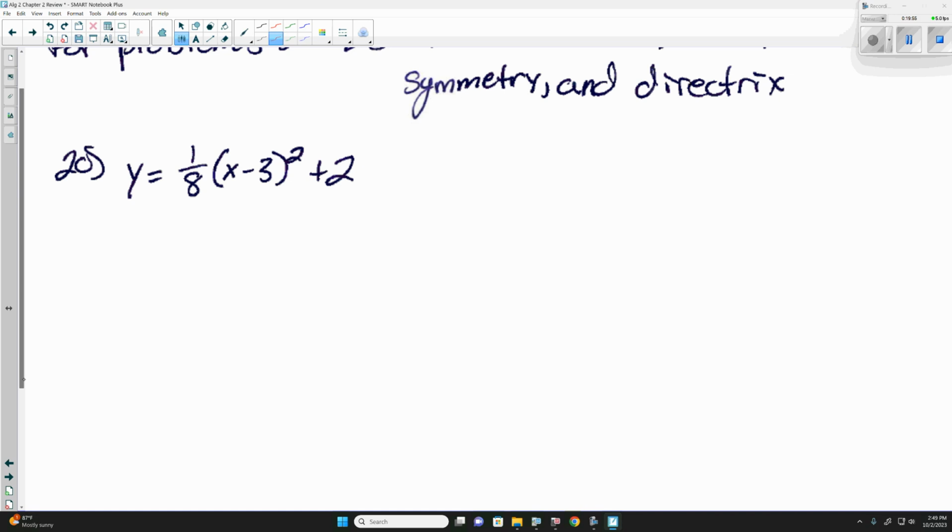That leads us to 20 through 23. You don't have to write the general form above it or below it. I do this here to help us match up our h, k, and p. Because once we find the values of h, k, and p, we can find the vertex, focus, directrix, and axis of symmetry. So looking at this here, what would the value of h be?